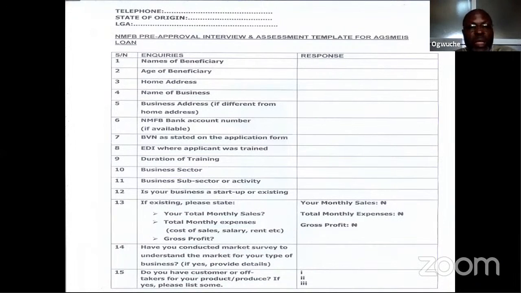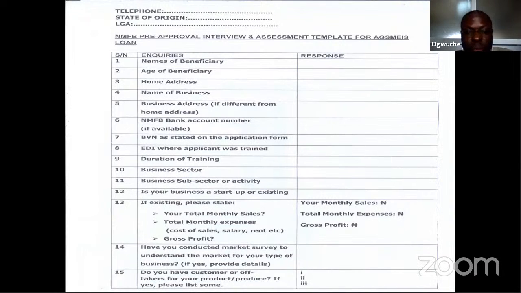Then first one, name of beneficiary, you give your name, age of beneficiary, home address, name of business, business address if different from home address, then the National Microfinance Bank account number if available. So it's when you are doing this interview that they are supposed to open the account number and give it to you. BVN as stated in the form, the same BVN which you completed in the previous form, that's what you are supposed to provide. EDI, where the applicant trained, Sidron Nigeria Limited is here. EDI, duration of training is 5 days.